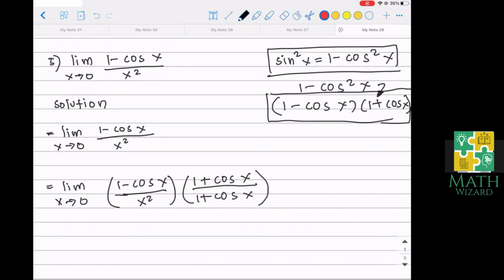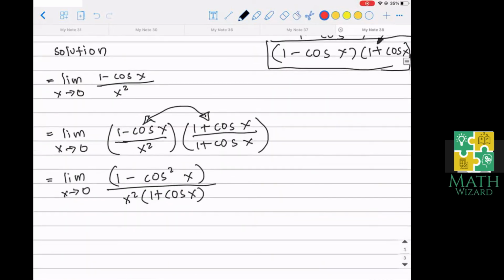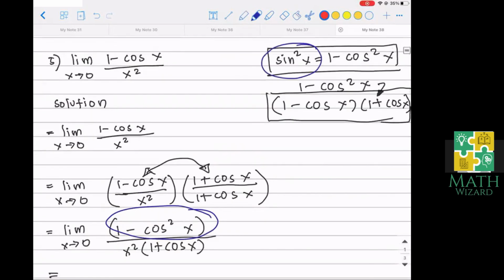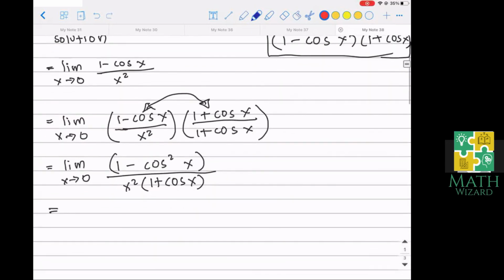Ngayon, ano yung purpose ko kung bakit ko siya minultiply sa kanyang conjugate? The purpose is para yung numerator natin ay maging sine square x. Kapag sine square x ang ating numerator, mas madali na sa atin to find all the limits and mas madali para sa atin i-manipulate ang ating trigonometric functions. Okay, simplifying, this becomes the limit of 1 minus cosine square x over x square times 1 plus cosine x as x approaches to 0. And itong 1 minus cosine square x, ang ating numerator, this is also equal to sine square x. So papalitan ko lang ang ating numerator. Ang ating numerator magiging sine square x na siya.